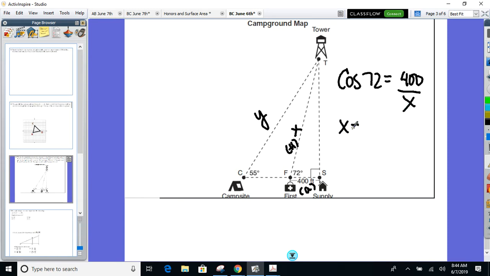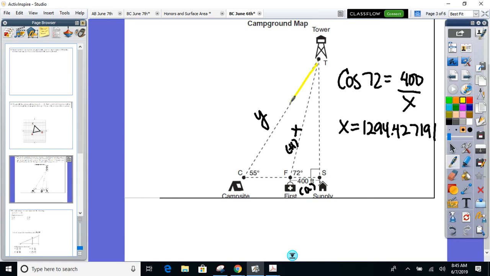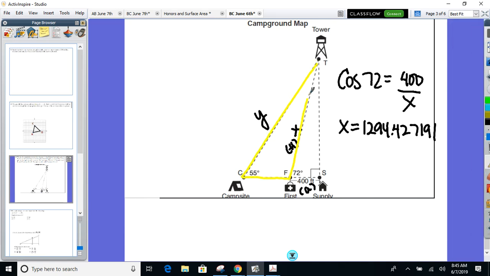I'm looking at that side to be 1,294 and some decimals, which I'm not going to round because I'm not done with the darn problem. Okay, now if I'm going to use law of sines, I can use that triangle. I can if I'm going to use SOHCAHTOA. Why not? It's not a right triangle, but with law of sines, you can use any darn triangle you want. It doesn't matter if it's right or not.